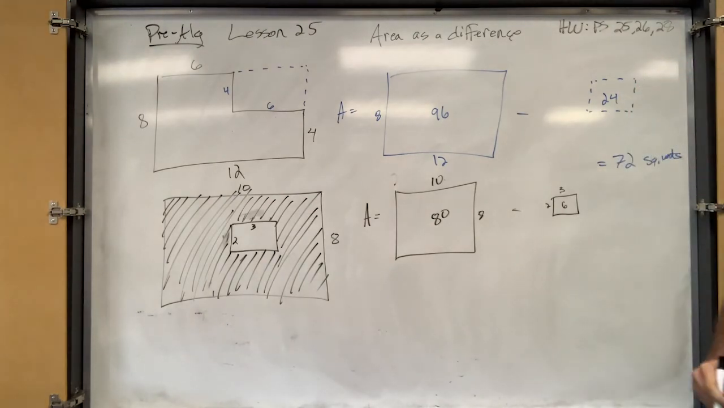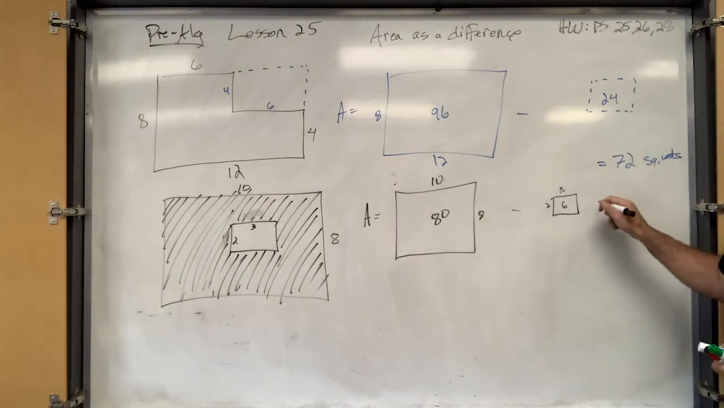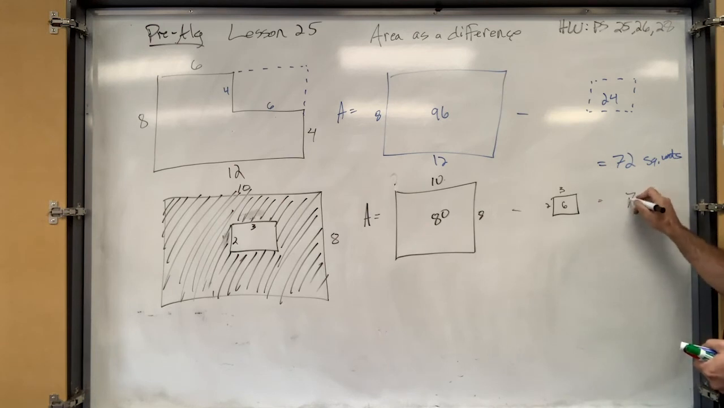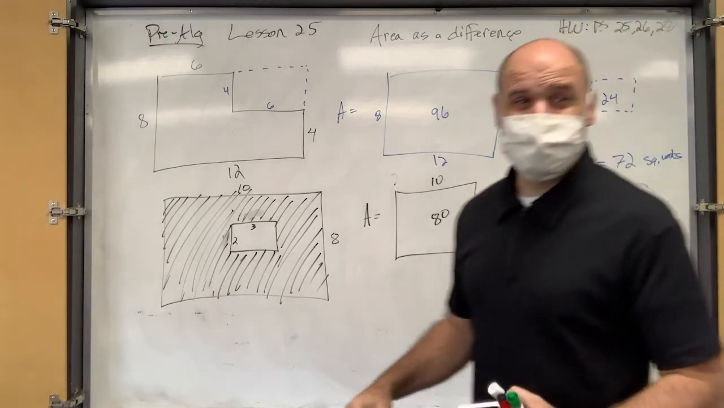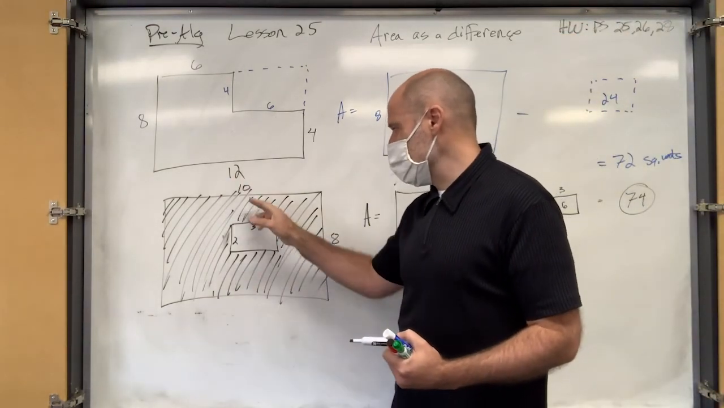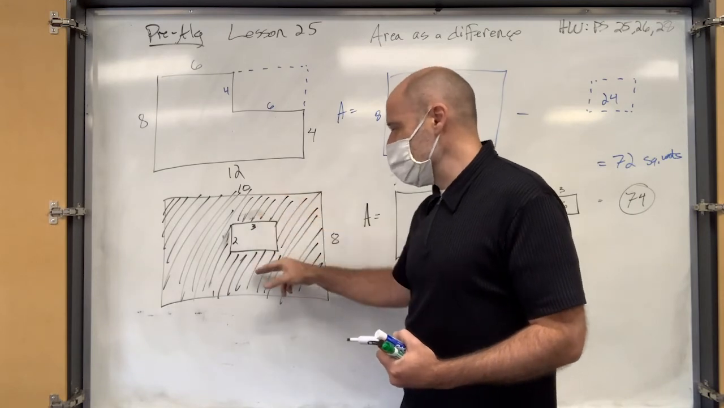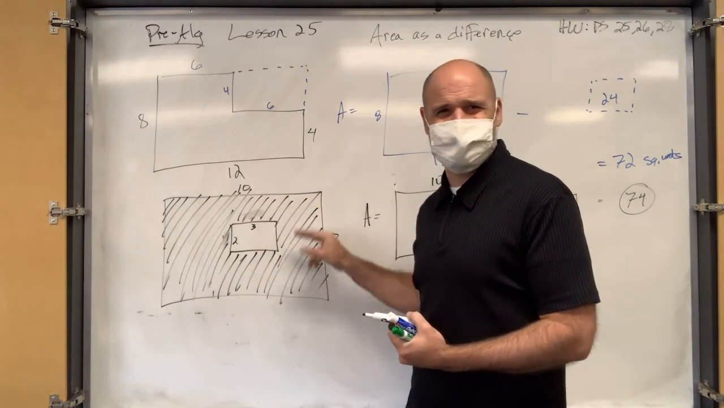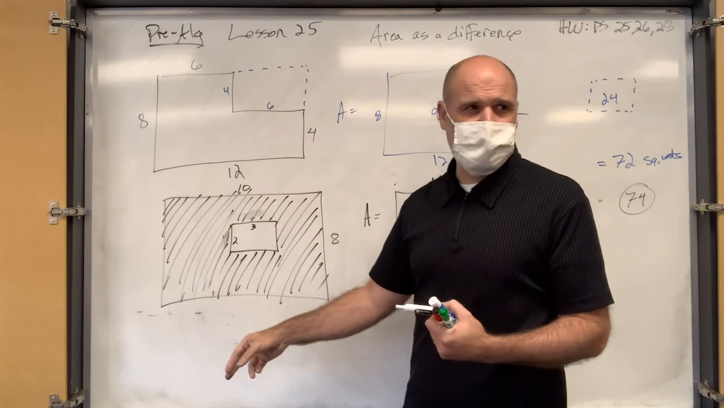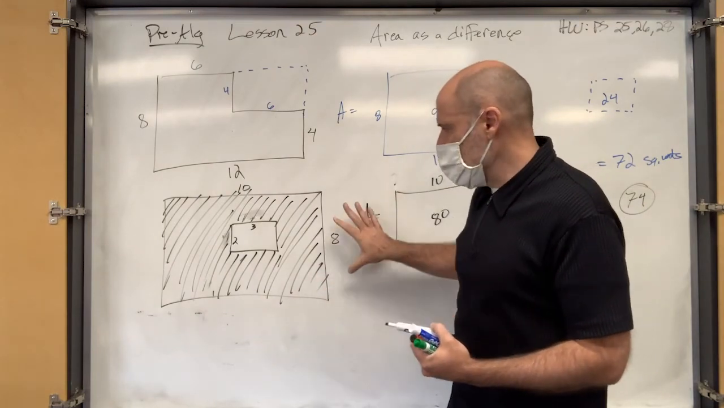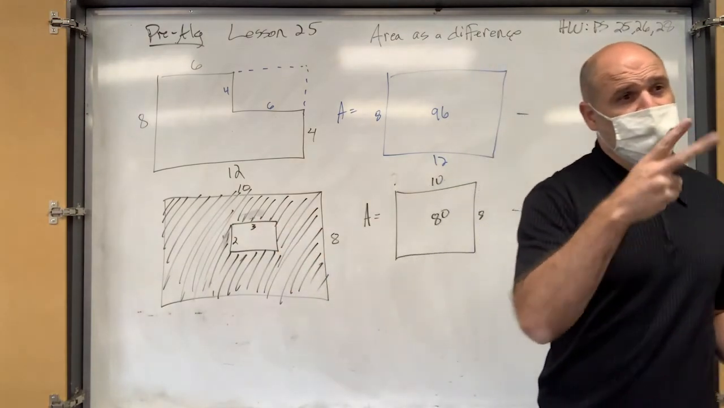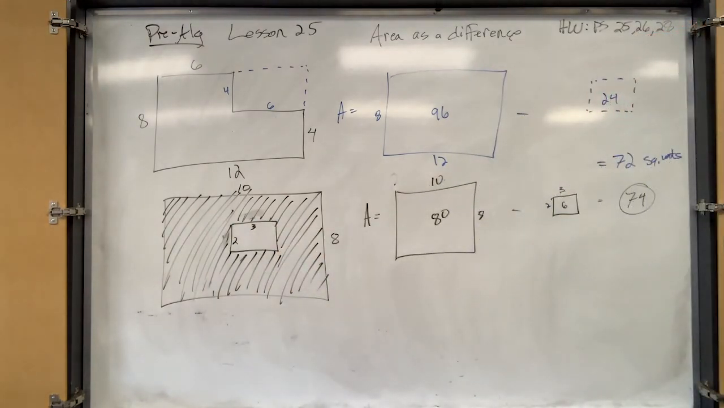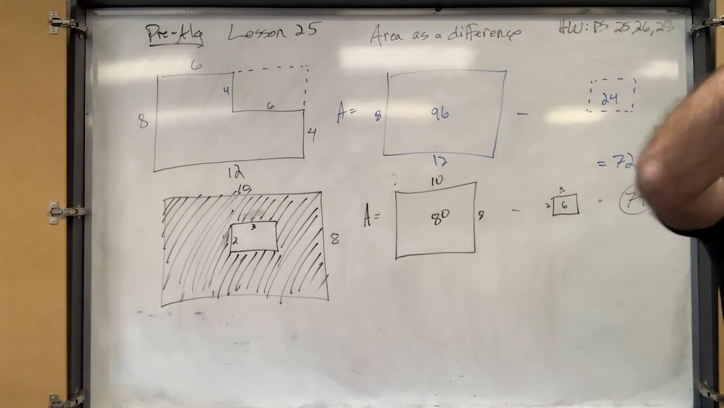So you got 80 minus 6, which is 74 square units. This is what I call the carpet layer method. What the carpet layer could do is cut one section, another section, another section, another section. That's a lot of sections of carpet. Nobody wants to do that. The easier thing to do is to make one big piece of carpet and then cut out what he doesn't want. So cutting out in math is subtraction.